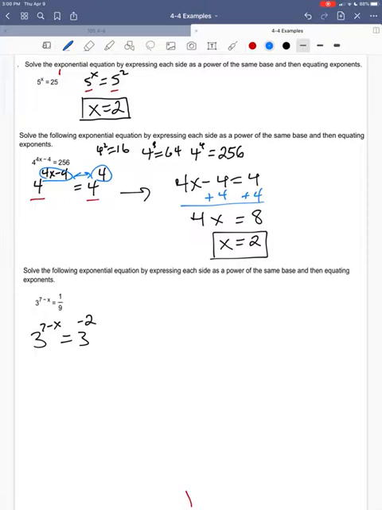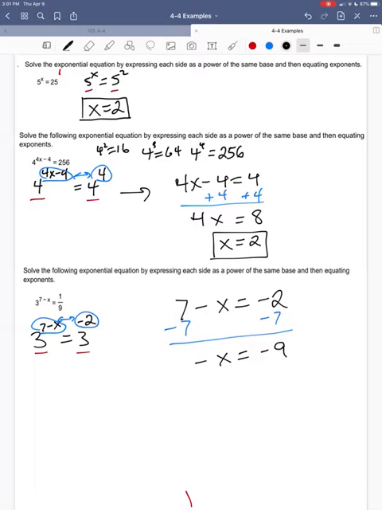And since the bases are equal, I've got 3 and 3 on both sides, I can equate the exponents. I'm just going to set the 7 minus x equal to the negative 2. So 7 minus x equals negative 2. To get the x by itself, I could subtract 7 from both sides. And if I do that, I'm left with negative x equals negative 9. And then I could divide both sides by negative 1. And that tells me that x equals 9.